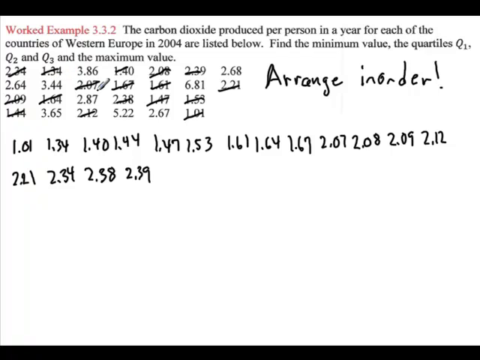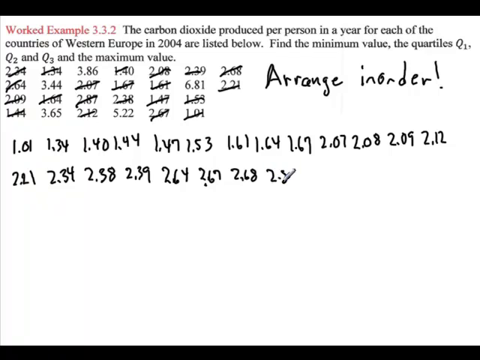Then 2.6, 2.64, then a 2.67, and then a 2.68, and a 2.87.